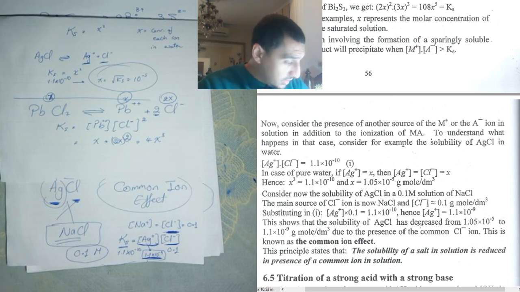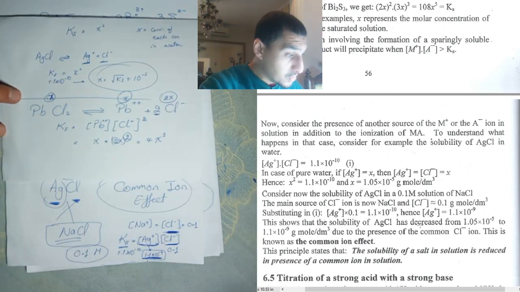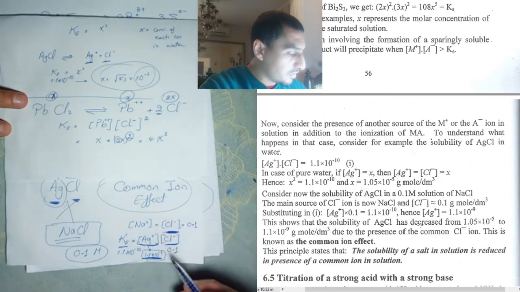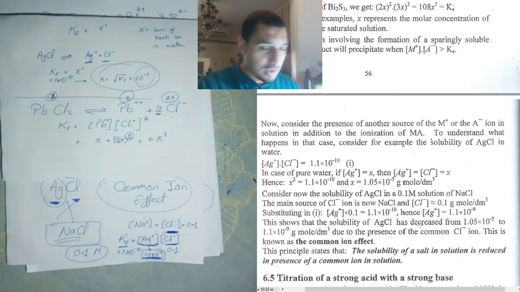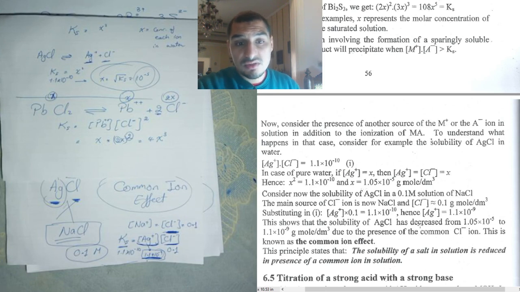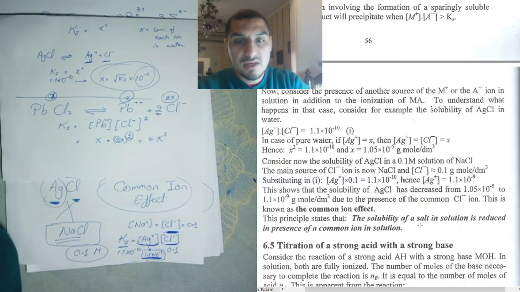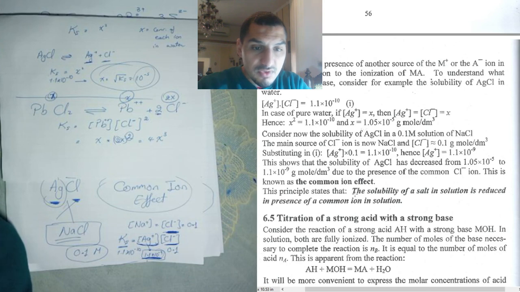And you'd see that the reduction in the concentration is huge. I have 4 orders of magnitude. It's 10 to the minus 5, and here it's 10 to the minus 9. So I have 4 orders of magnitude reduction in the concentration of the salt in water just because of the presence of the other ion. And again, the common ion effect: the solubility of a salt in a solution is reduced in presence of a common ion in the solution.